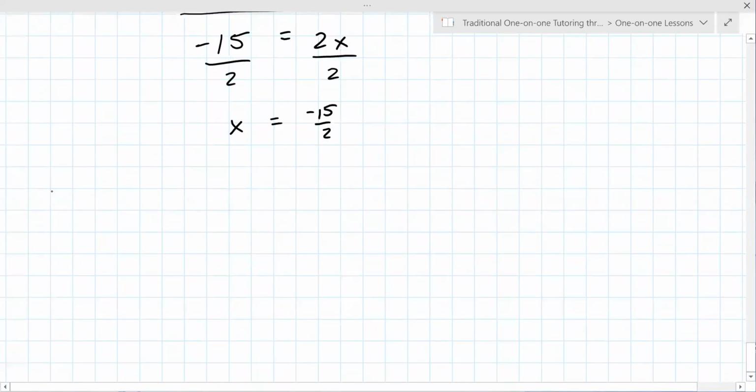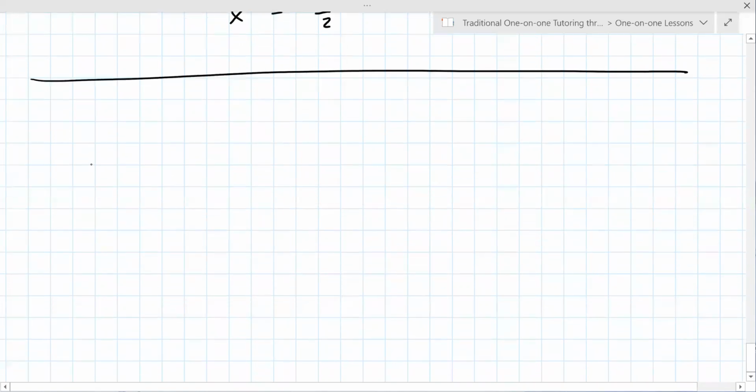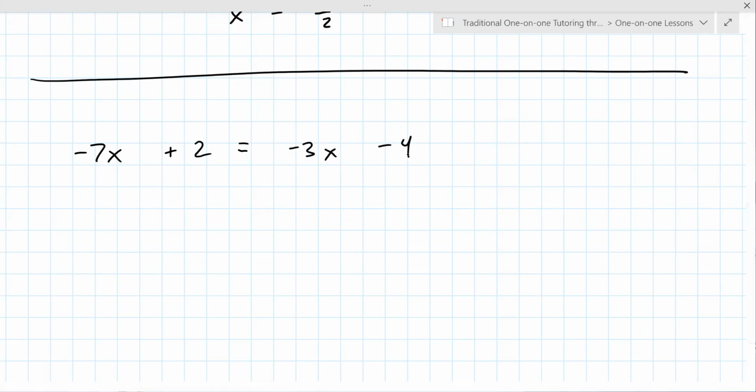Okay. All right, so let's try another one here. -7x plus 2 equals -3x minus 4. Will you try solving this one on your own, please? Okay.